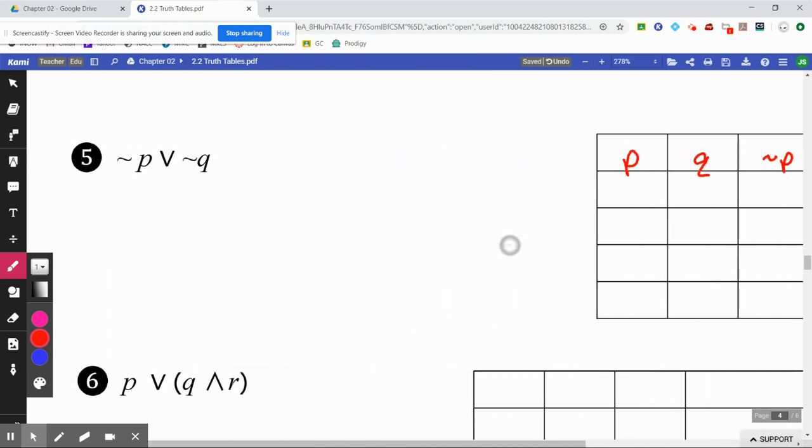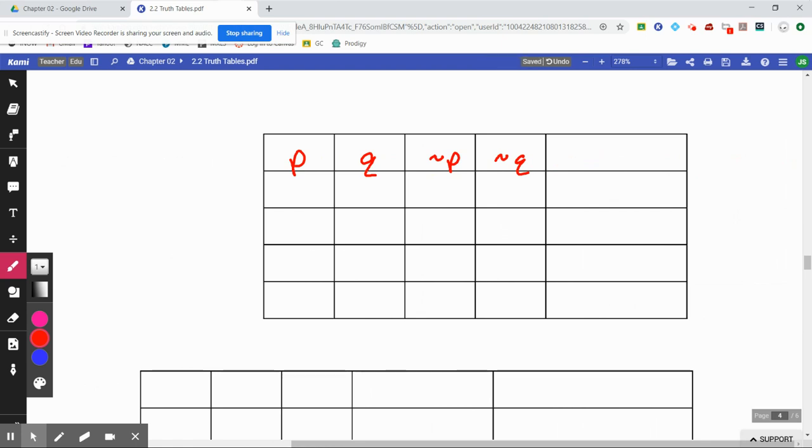And then we're going to finally do what? Not P or not Q. So here are the different scenarios: true, true, or true, false, or false, true, or false, false. So again, not P will be the opposite of P. So that would be false, false, true, true.